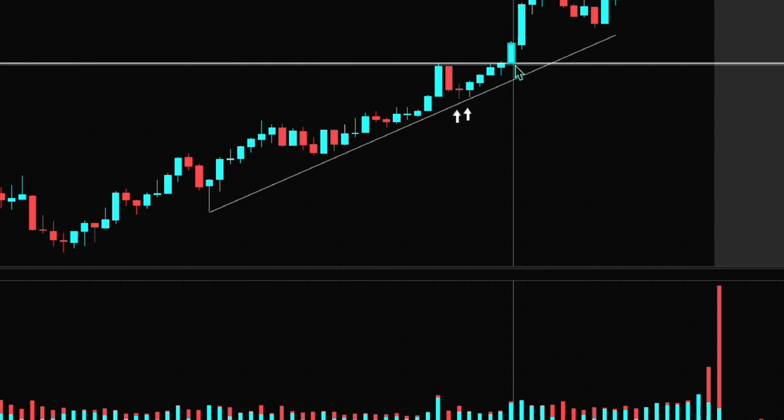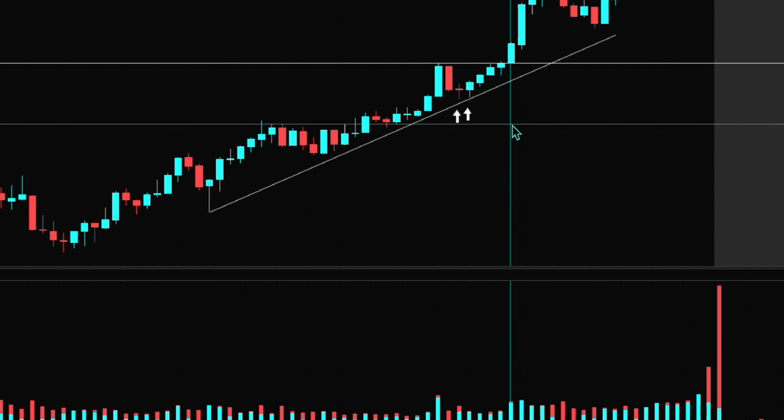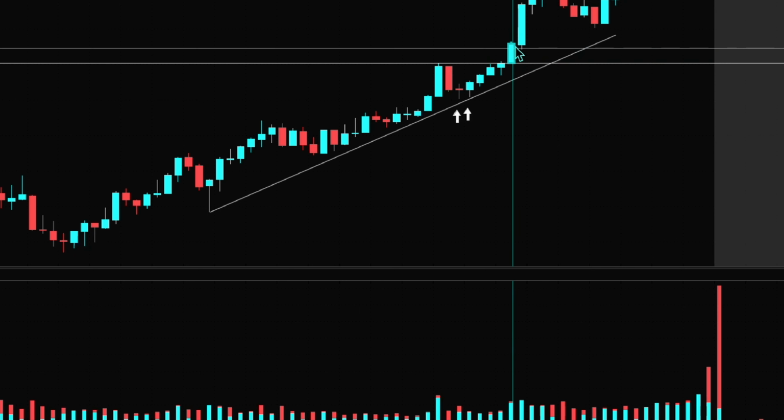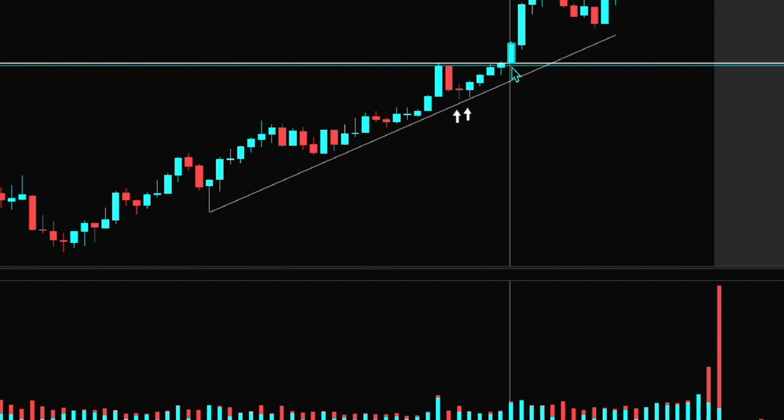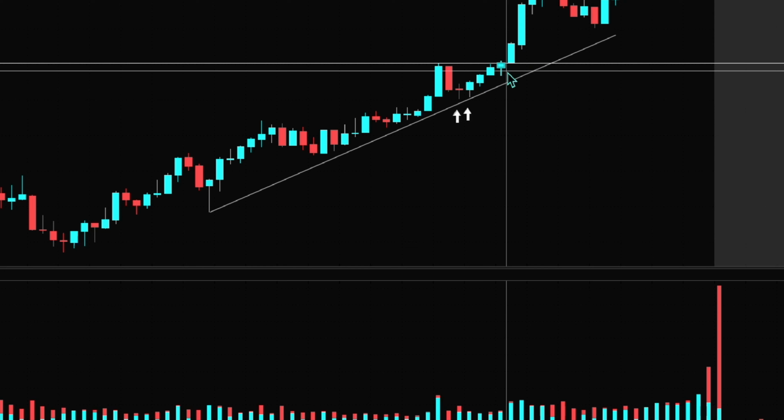Or you can enter on the open of this candle in hopes that it rejects. Or if you were to take calls, you hope that it pumps up and stays above. But that's very risky to me. There's no retest for me here at all. No indication that you want to take shorts at all whatsoever.